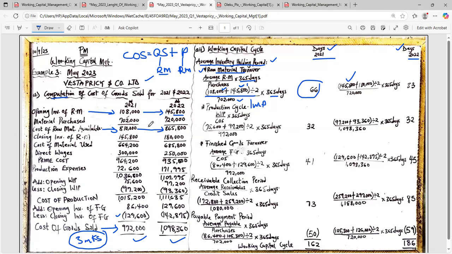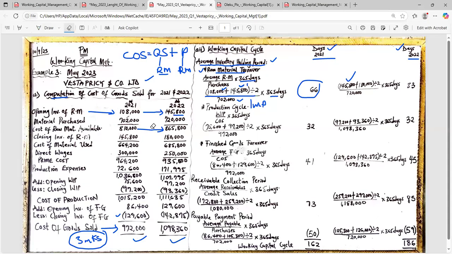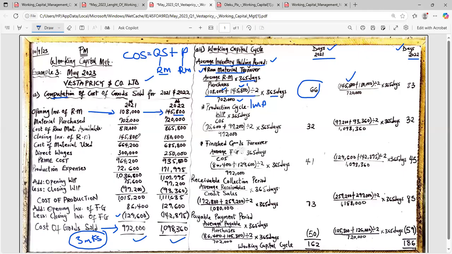Oh, sorry, that's not it. Closing stock. All right, this is closing stock. So for 2022, this is the figure, 180,000. So put it there, 180,000.